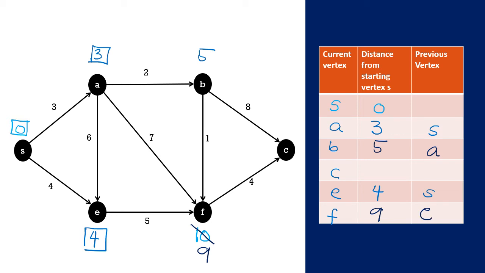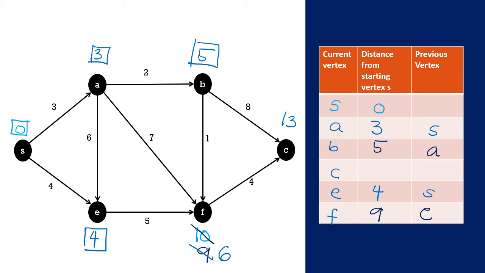All right. So again, we look at the unboxed numbers, and the smallest now is 5. So we now box 5. Next, again, we look at the adjacent vertices. Okay, so that's C and F. Here, what will be the distance? 5 plus 8, so this is now 13. And then here, 5 plus 1 is 6. 6 is smaller than 9. So that means we found a shorter path. Understand? So that becomes 6.